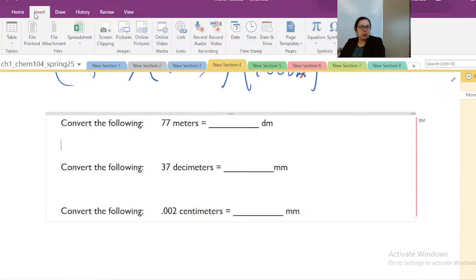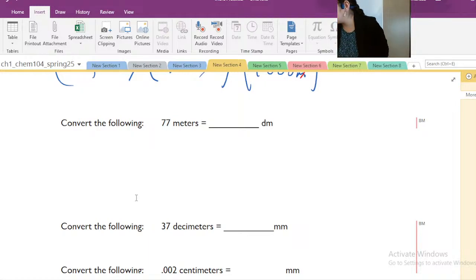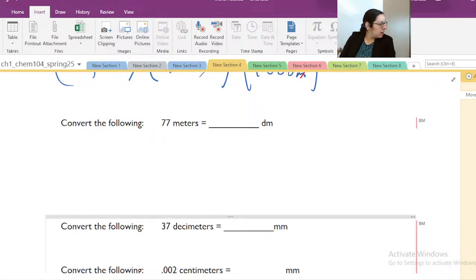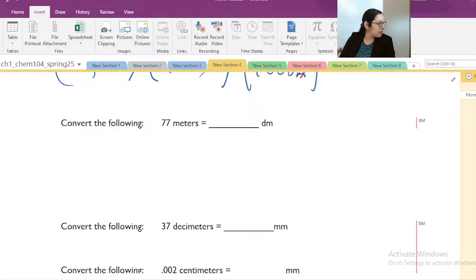Let's try the first one. Does someone want to put it on the board for us, 77 meters to decimeters? Oh, just, yeah, like write it out for us. Yeah, if you want to do that. There should be markers over there, and the far board is perfect. And then just kind of walk us through, if you can, your thought process.